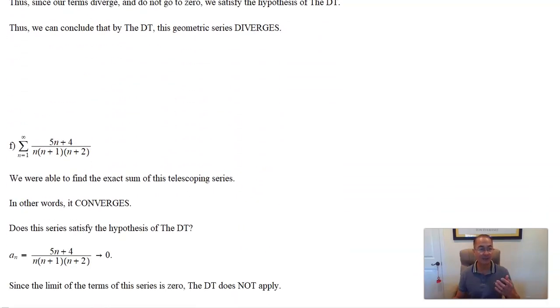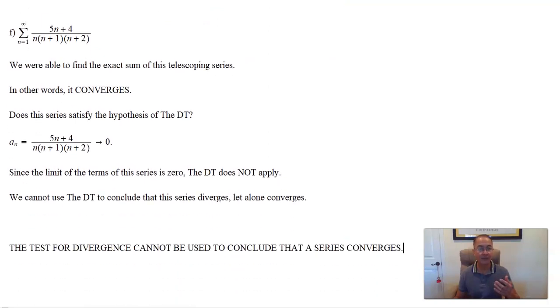So last example, we don't know if this series converges or diverges because the terms go to 0. The divergence test does not apply. Okay, so I cannot emphasize this enough. You should never conclude that a series converges based on the divergence theorem. You can only conclude that the series diverges if the condition holds that the terms do not go to 0. If they go to 0, like this one, there is no possible conclusion.